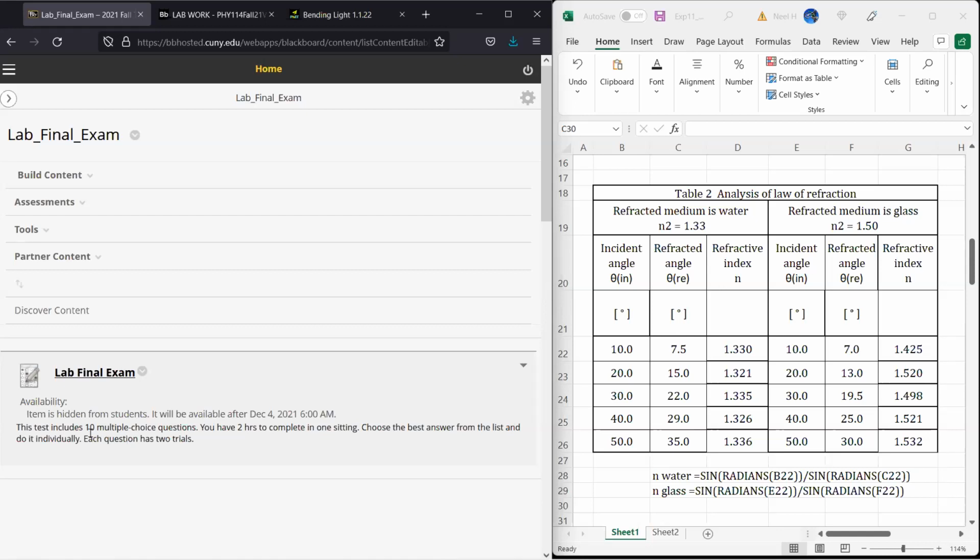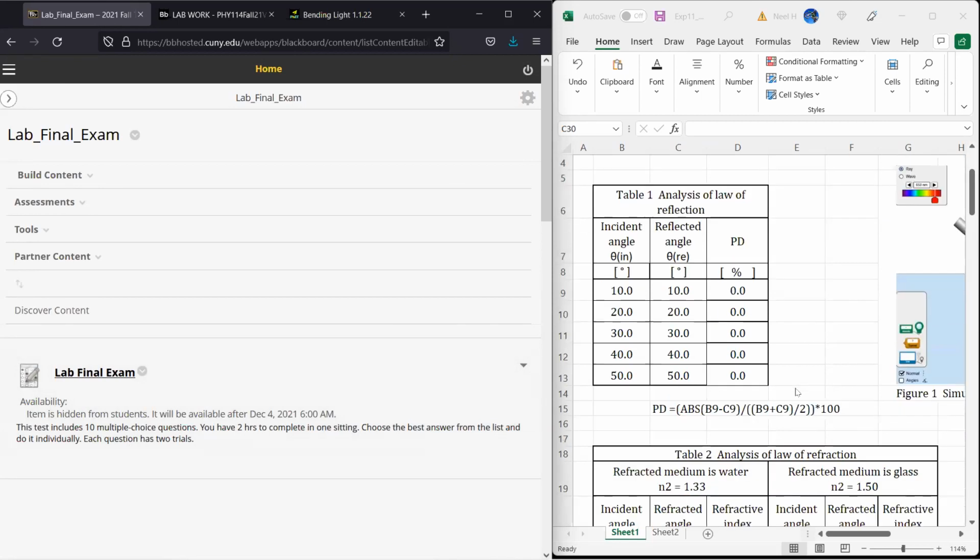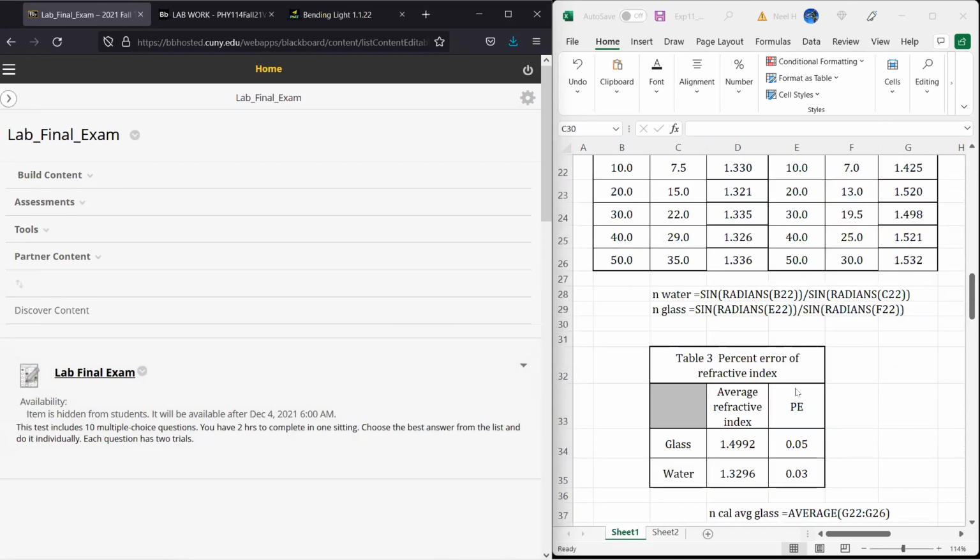There's only 10 questions, all multiple choice. It's very simple. You don't need 2 hours. You probably need only half an hour, but I usually give 2 hours for the exam. You can refer to the class calculations, class work, and this Excel sheet if you want to. That should be fine.